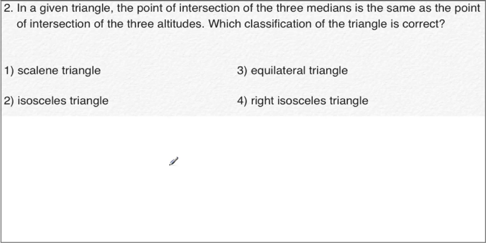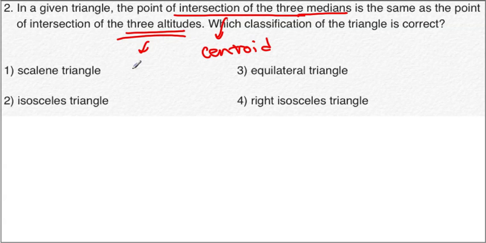In a given triangle, a point of intersection of the three medians. In fact, this talks about the centroid. The centroid is the same point as the intersection of three altitudes, which in fact will be the orthocenter. Now, that will be only possible in an equilateral triangle, because in an equilateral triangle, the centroid, orthocenter, incenter, and circumcenter, all four centers are one point.